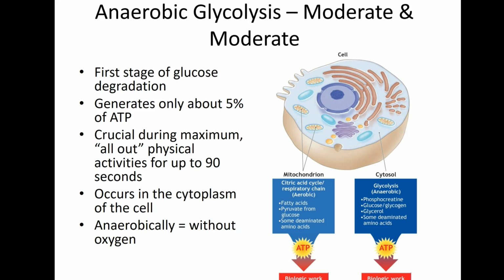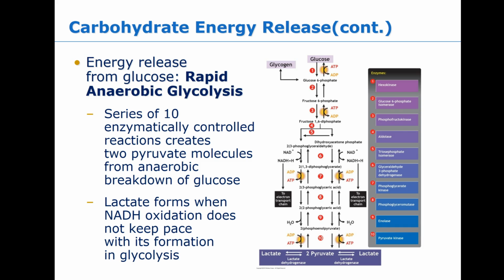Once we've tapped out our ATP-PCr energy system, we have a dimmer switch that turns that energy system down, but turns up the anaerobic glycolysis process for replenishing ATP. It occurs in the cytoplasm of the cell, which means it occurs anaerobically, without oxygen. So we have carbohydrate energy release that aids in this next energy system. That's why we call it rapid anaerobic glycolysis.